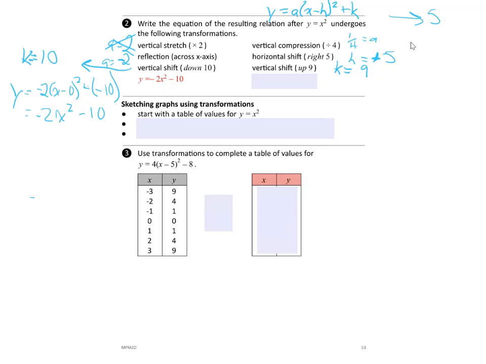Now I have all of this. I'm going to rewrite it out. I have 1/4 here for my a value. x minus the h value, so minus positive 5 is just minus 5. Don't forget the squared. And then plus 9 at the end. That's what I'm guessing, and let's reveal. Perfect. Okay, moving on to the next example. Sketching graphs using transformations. Start with a table of values for y equals x squared.